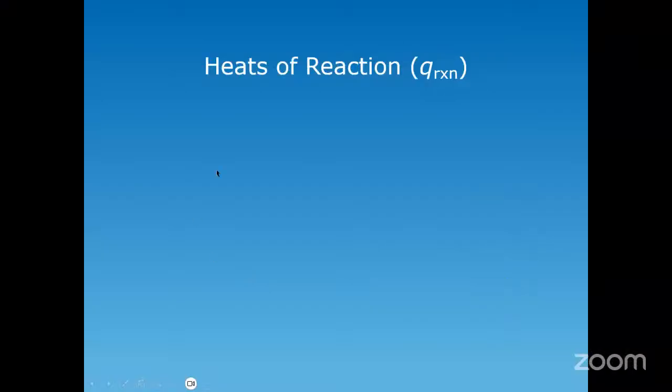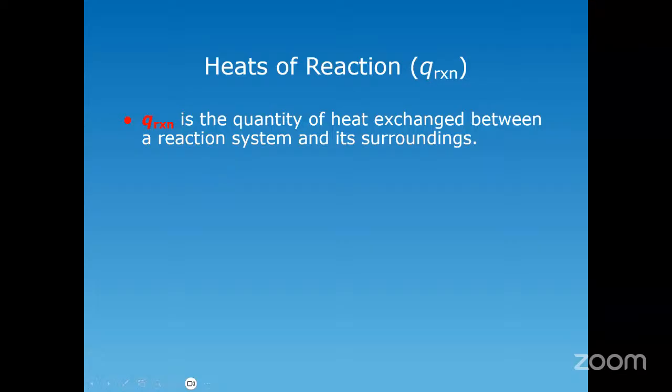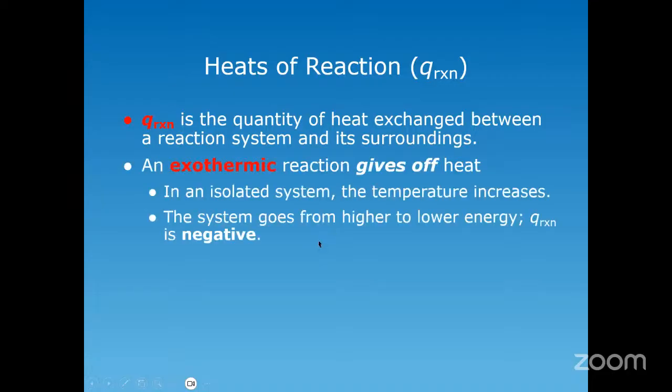Q reaction is what we call the heat of reaction, right? And it's the amount of heat that is exchanged between a reaction system and its surroundings, right? Now, if you have a situation where a reaction produces heat, then we say that this reaction is exothermic, right? So basically, that reaction is producing heat, and that heat is given to the surroundings, right? Now, in an isolated system, what will happen as a result is that the temperature of that system will increase, right? And what will happen is that the system will go from a higher to a lower energy because the Q reaction in that case will be negative.